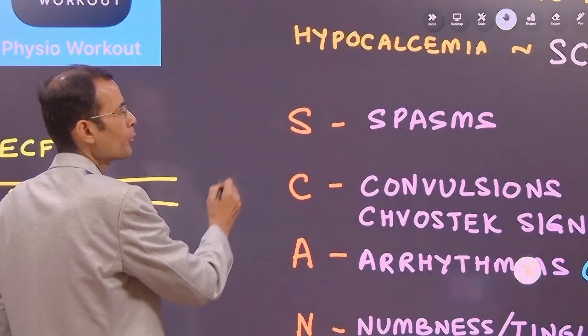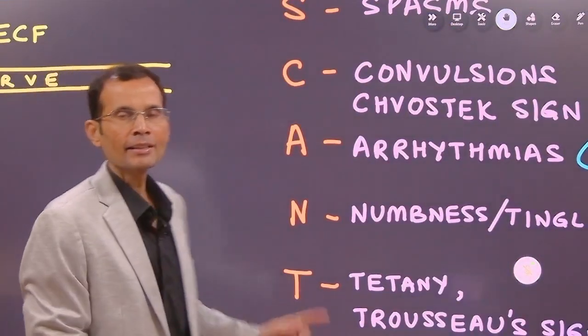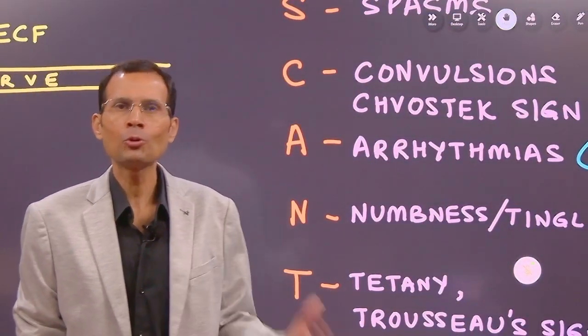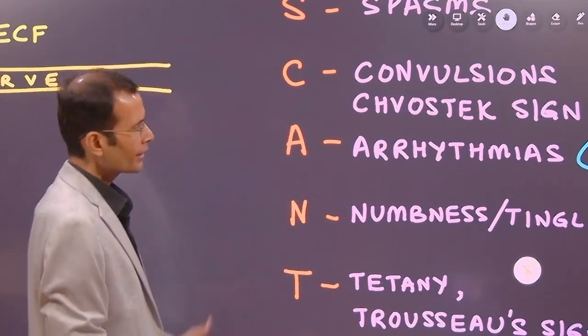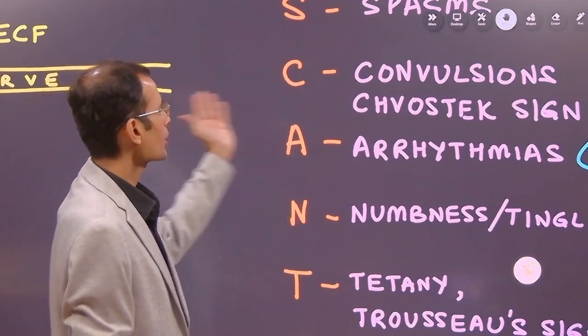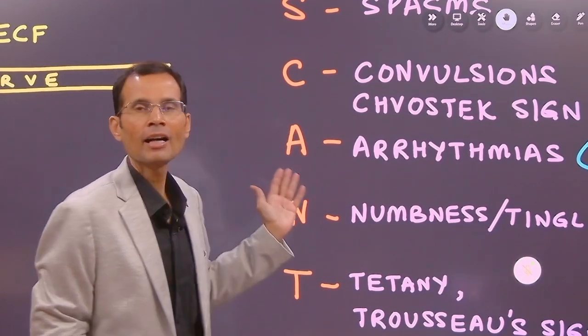So that's the mnemonic for hypocalcemia, SCANT. It's scanty calcium, low calcium. So you can remember it like this: SCANT, spasm, convulsions, arrhythmias, numbness, and Trousseau's sign.